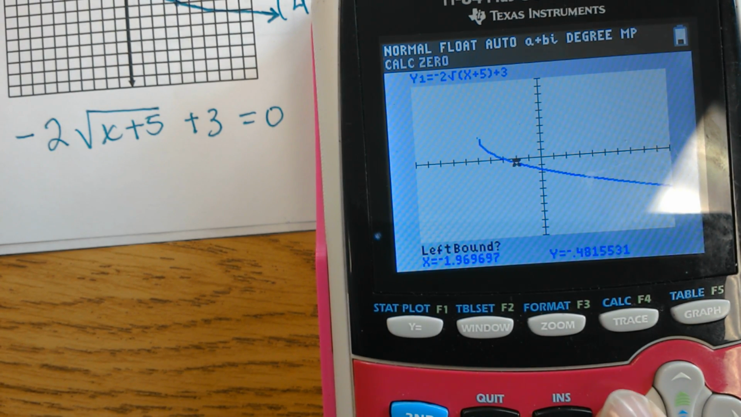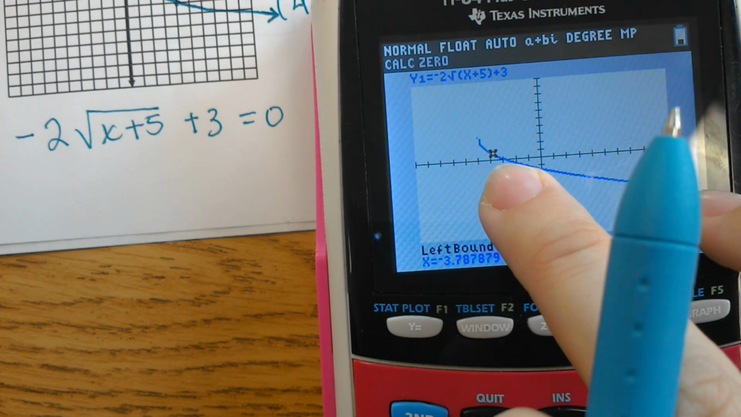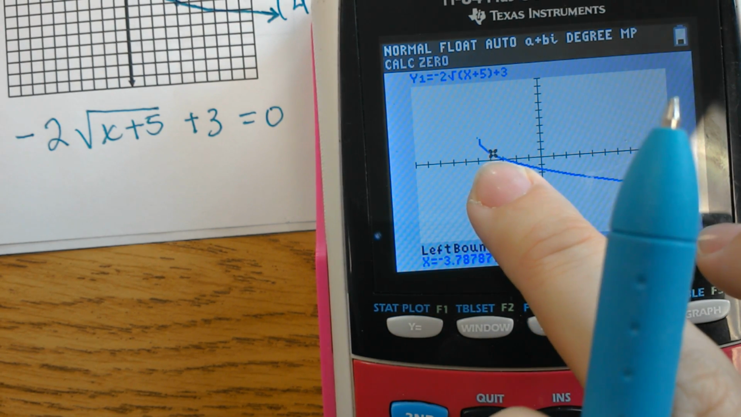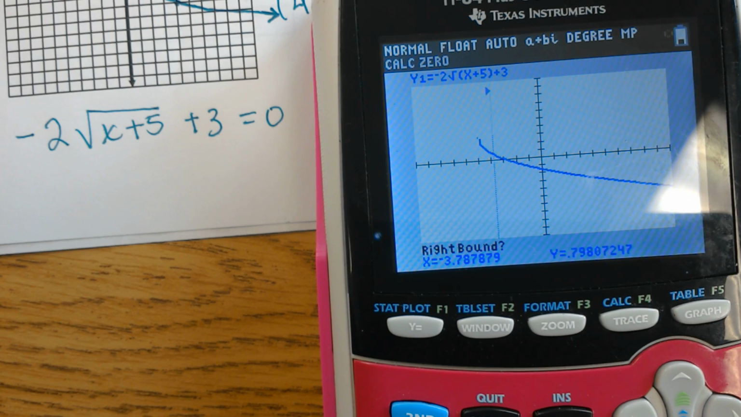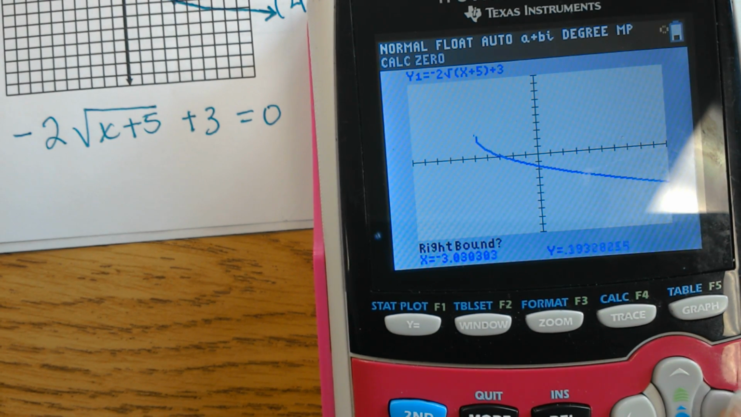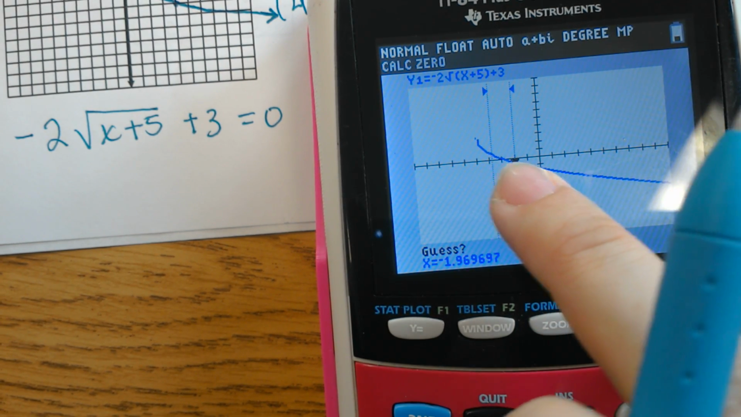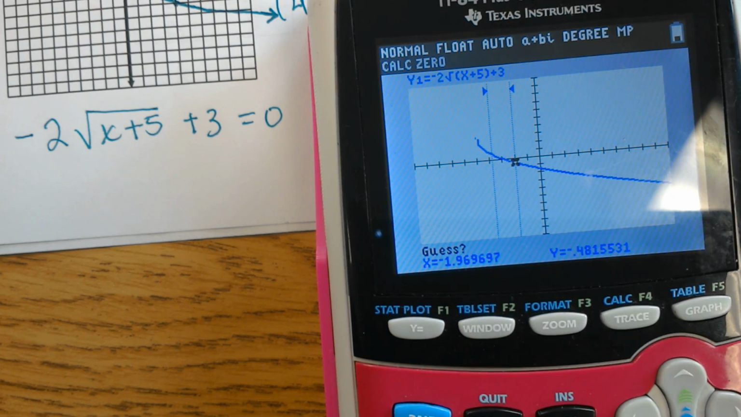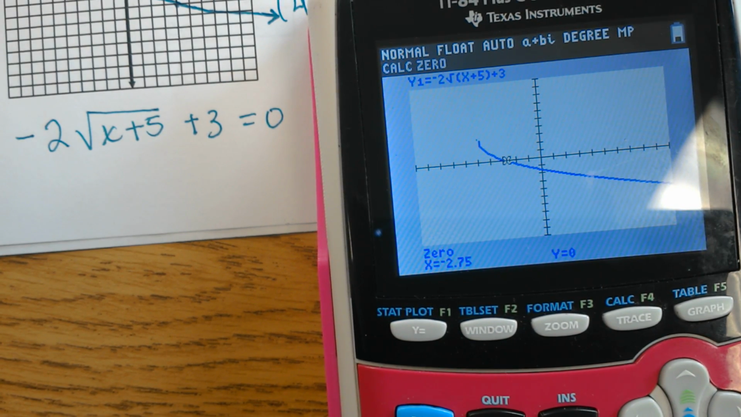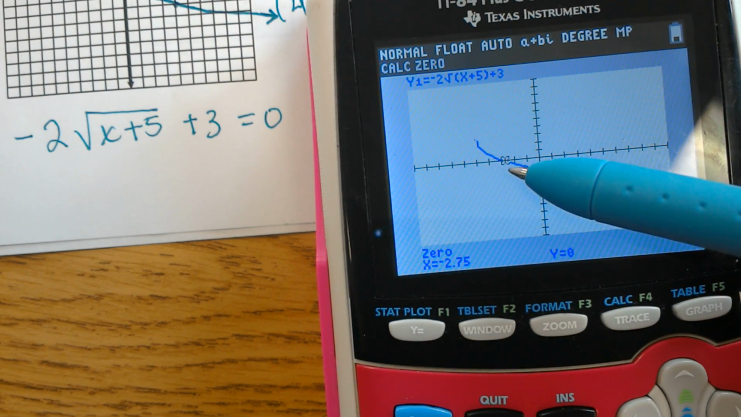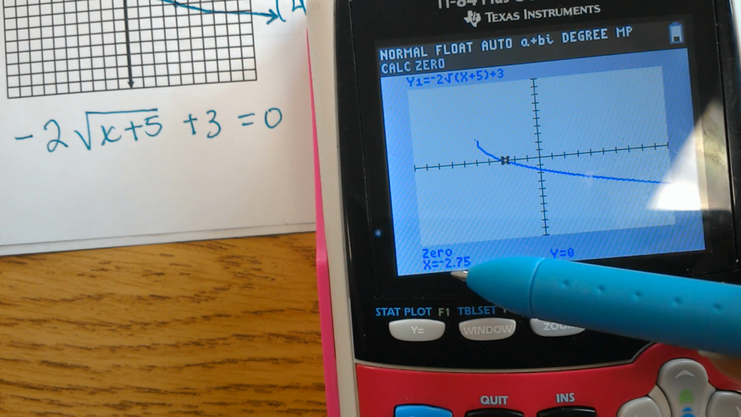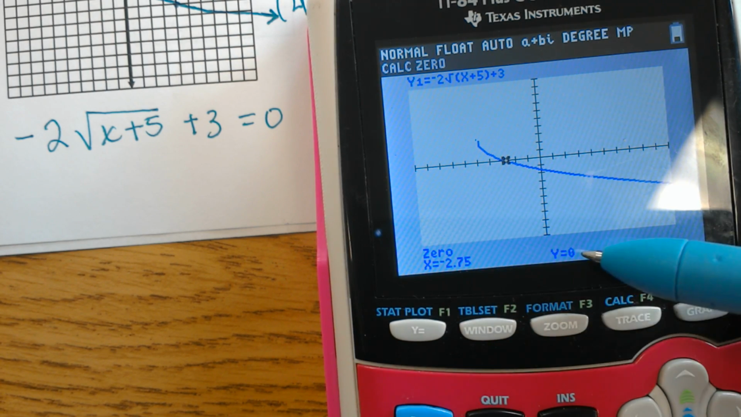So it says left bound, so you need to be on the left side of where it crossed. It crossed right about here. So my cursor is on the left side. I'm going to press enter. Right bound is over here. I'm going to press enter. And so it's trapping my x-intercept in between these two vertical lines. I'm going to press enter. So my 0, my x-intercept is negative 2.750.